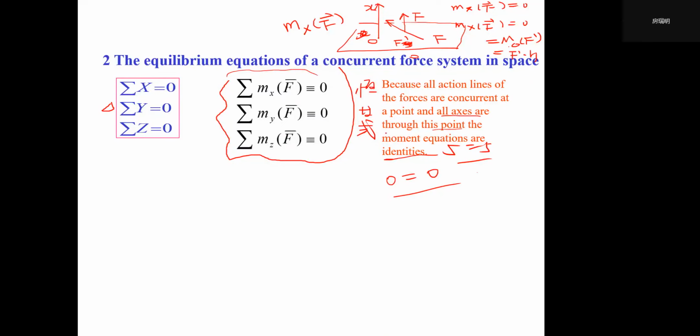But it will be of no help to us in finding unknowns. Maybe a given force has unknown direction and unknown magnitude. We try to use some equation to find its unknowns, right? But these 3 equations cannot be used. If you use them anyway, you will find it is no help to you. So they tell us the equilibrium equations of a concurrent force system in space.